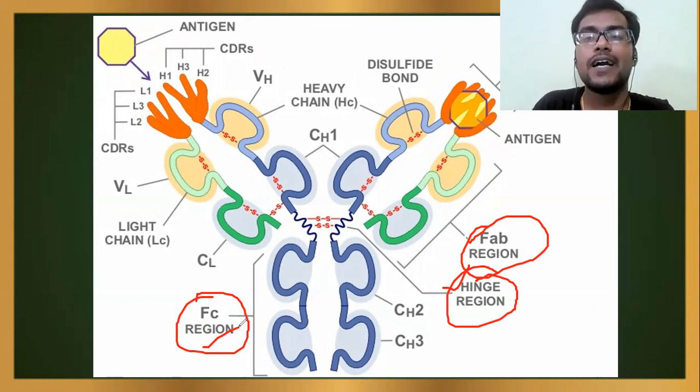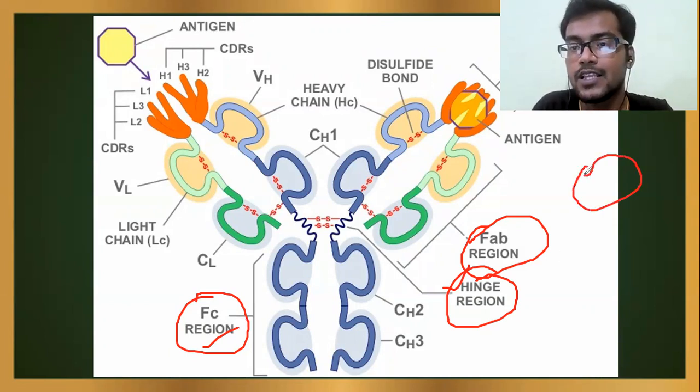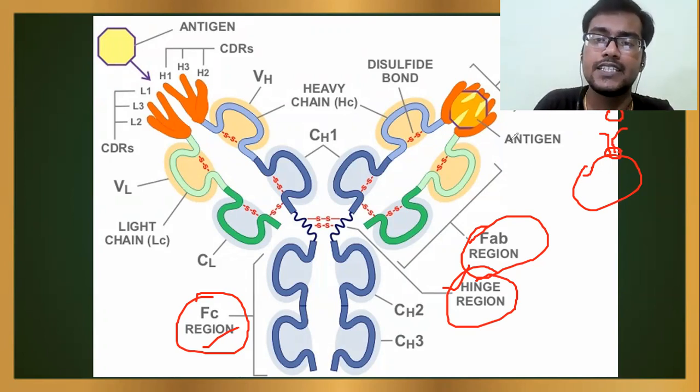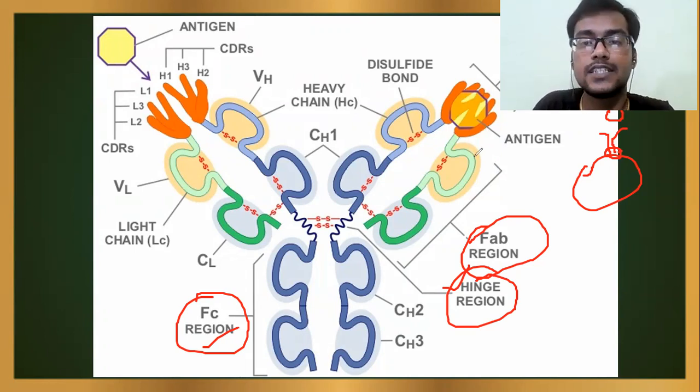Suppose this is a cell, and this is an antigen. The antibody binds to the cell surface like this. This region is known as the Fc region, where the antibody binds with the cell surface. Where the antibody binds to the antigen, that is the Fab region. The specific name of that region is paratope. Paratope is the part of the antibody where the antigen binds. The antigen's epitope binds to the paratope of the antibody.